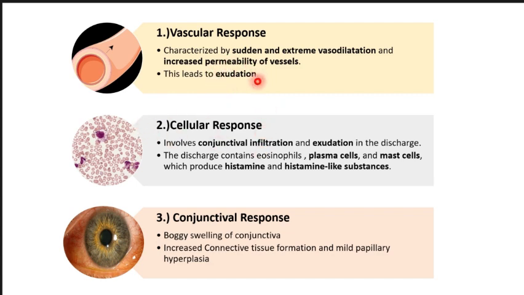Now these exudates also consist of various inflammatory cells. So you can have eosinophils, you can have plasma cells, and typically what is important over here is the mast cells, because they are the ones who are going to produce the substances responsible for allergic conjunctivitis. Apart from that, you will have a response in the conjunctiva. So what will happen? All these exudates, where are they going to go? They're going to go into the conjunctiva, right? So there will be swelling of the conjunctiva, and gradually, as the inflammation sets in and as the allergy becomes chronic, there's going to be increased connective tissue formation with mild papillary hyperplasia.